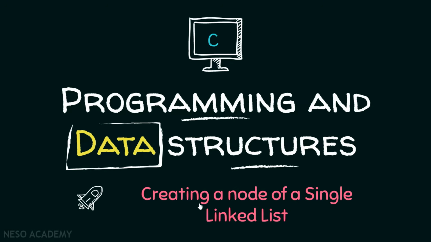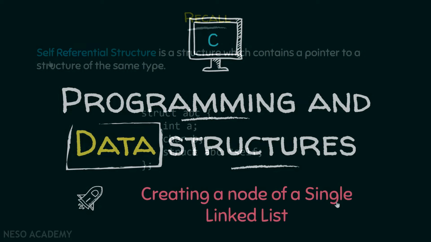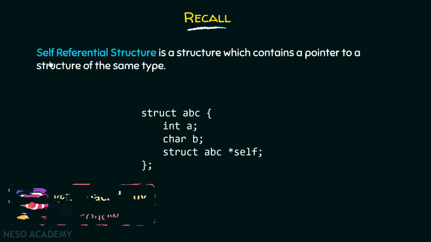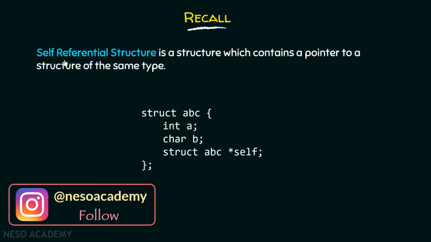In this presentation, we will learn how to create a node of a single linked list. So let's get started. First, we will recall what a self-referential structure is. A self-referential structure is a structure which contains a pointer to a structure of the same type. And here is an example of a self-referential structure.